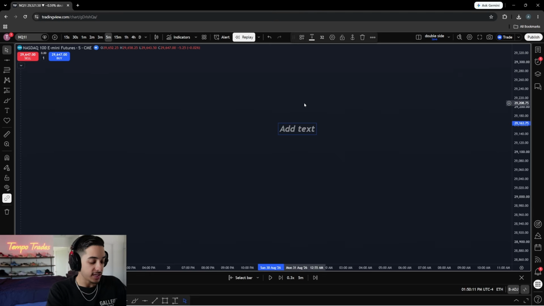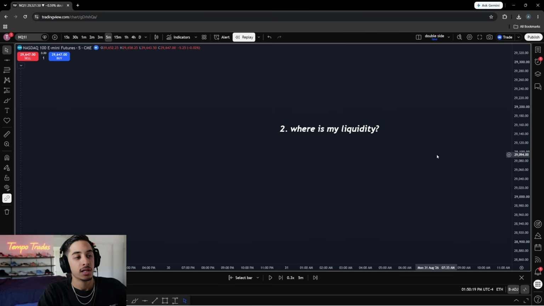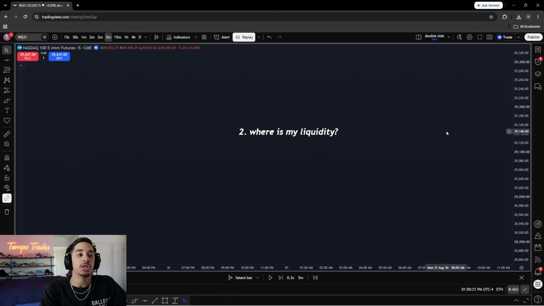The second thing we want to look at is, where is my liquidity? Okay. Now, I'm going to bring up my indicator here and show you a couple of different examples so you can understand this.